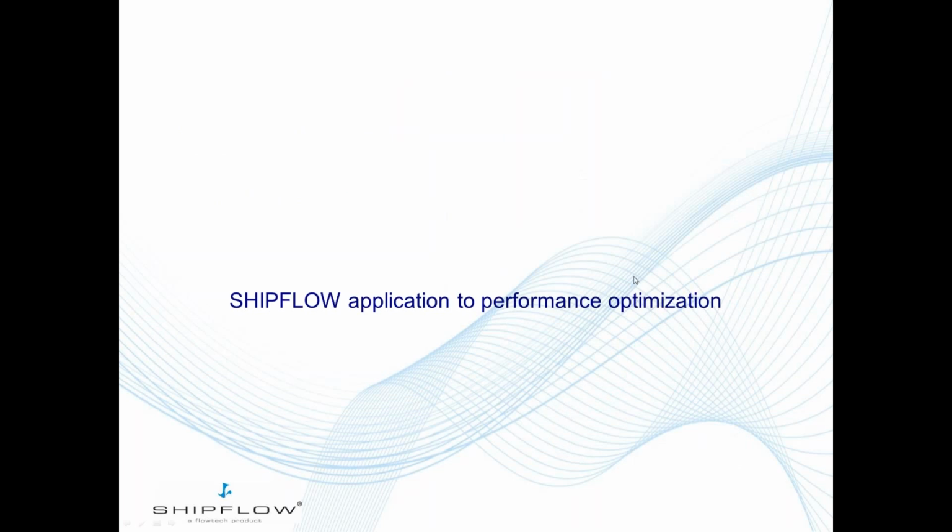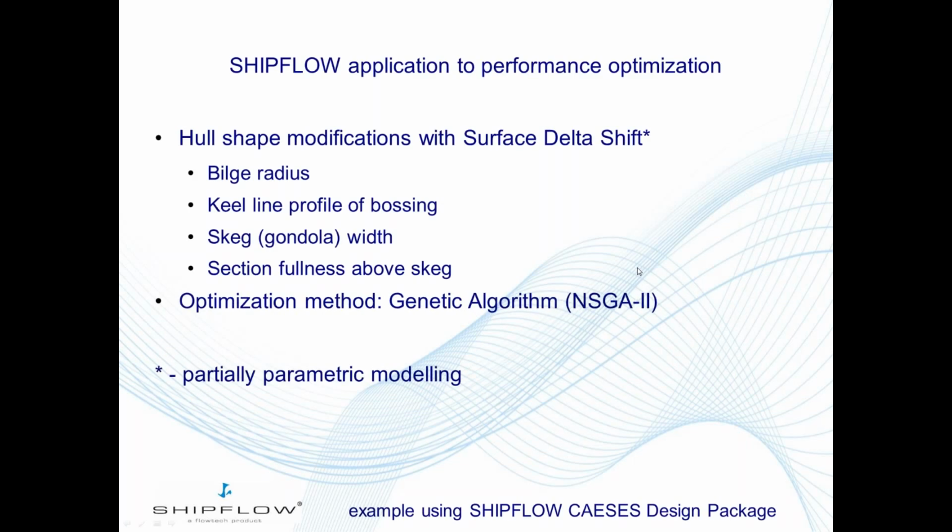I also quickly want to show a more advanced application. So this is hull shape optimization. And we'll modify the hull shape by 4 delta shift surfaces. So these are patches that you apply on different parts of the hull, and then you change the hull shape in that region. And we will use that in combination with the optimization method. And for this case, it's a genetic algorithm. I will show a few slides on this.